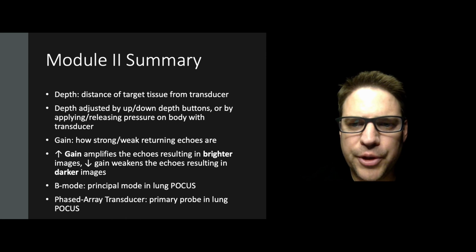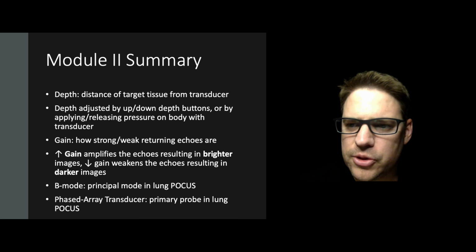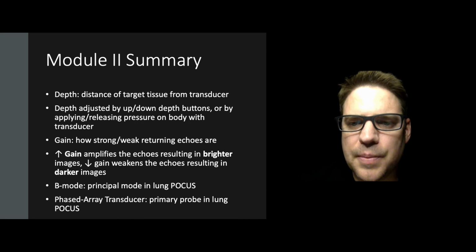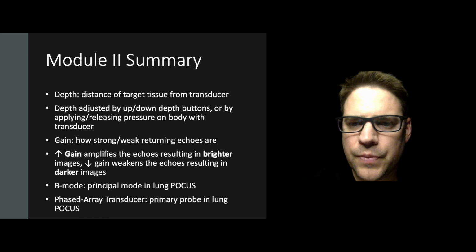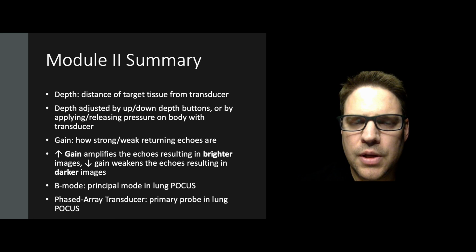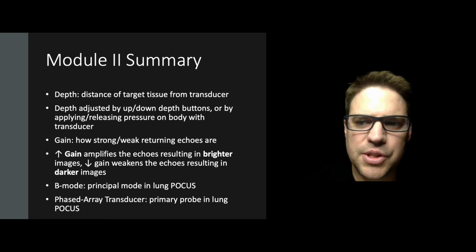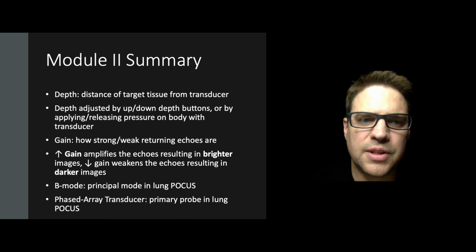So, Module 2 summary. Depth refers to the distance of the target tissue from the transducer's position. Depth is adjusted by using either the up and down depth buttons or by applying or releasing pressure on the body surface with the transducer. Gain refers to how strong or weak the returning echoes are that are captured by the transducer. Increasing gain amplifies the echoes, resulting in brighter images, while decreasing gain weakens the echoes, resulting in darker images.